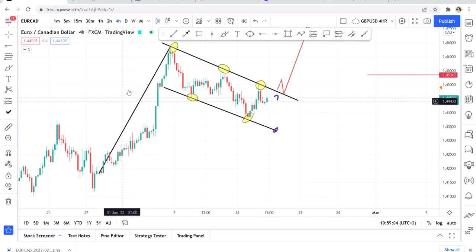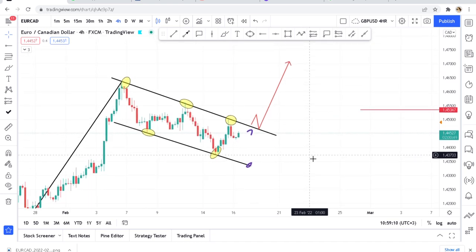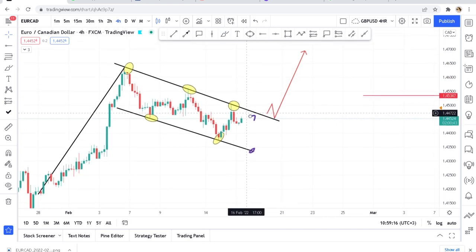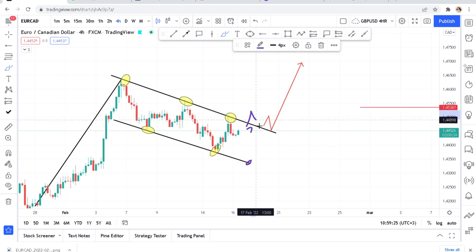So what happens if the market breaks this zone? Let's say the market breaks our zone like that. If it breaks our zone, don't enter immediately. Why? It can be a fake breakout. So what you'll do, you will wait for the market to retest the zone, and then it gives you a confirmation with a candle, and then you do what? You enter buy. And this is long term.